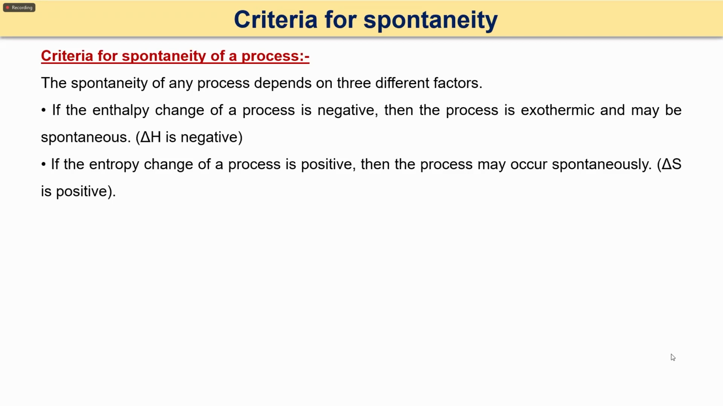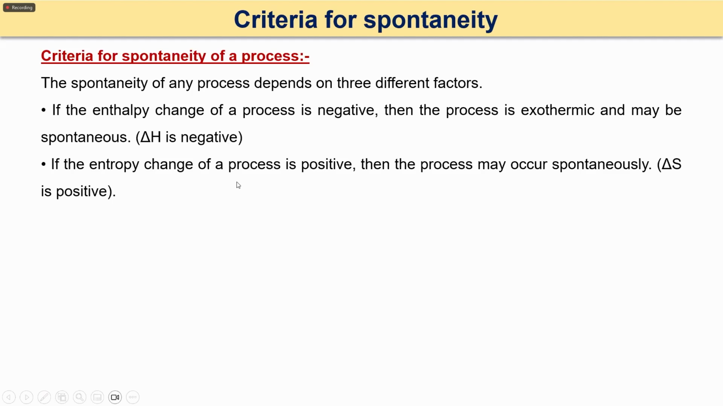The first one is: if the enthalpy change of a process is negative, then the process is exothermic and may be spontaneous. This is what we have studied in that case. The reaction was exothermic and the process was spontaneous. So it is the same thing: if the enthalpy change of a process is negative, then the process is exothermic and it may be spontaneous. That is, your delta H is negative.